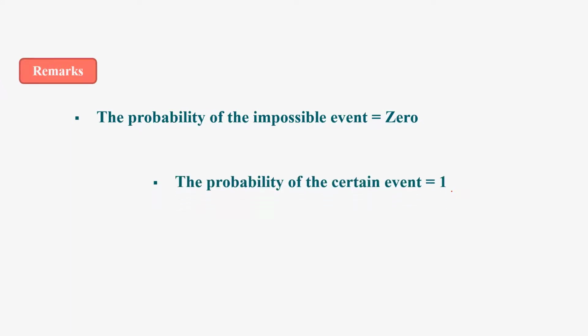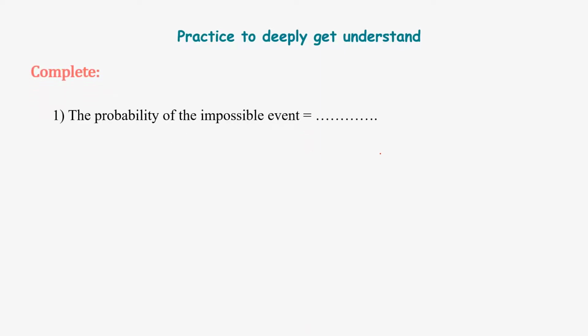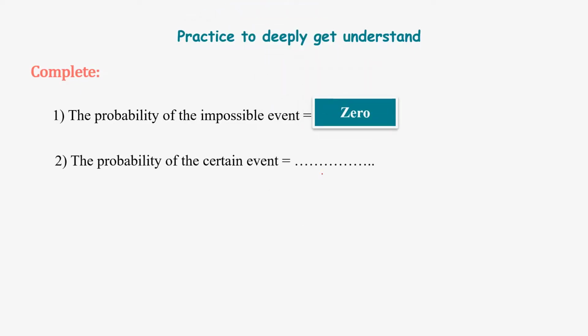We have here some remarks. The probability of the impossible event equals 0, and the probability of the certain event equals 1. Practice to deeply understand. Okay, let's take these examples. Complete: the probability of the impossible event equals, yes, bravo, 0. Okay, the next question. The probability of the certain event equals, yes, take your time, bravo, 1.